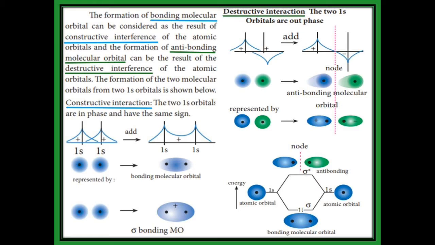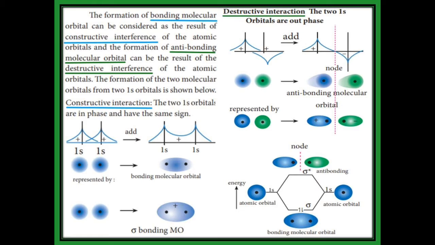Now for the first one, constructive interference. The two 1s orbitals, their wave functions lie above the line, so we can add the wave functions of the two 1s orbitals, and we get an oval shape. You see the blue color, the oval shape indicates that it is a bonding molecular orbital.